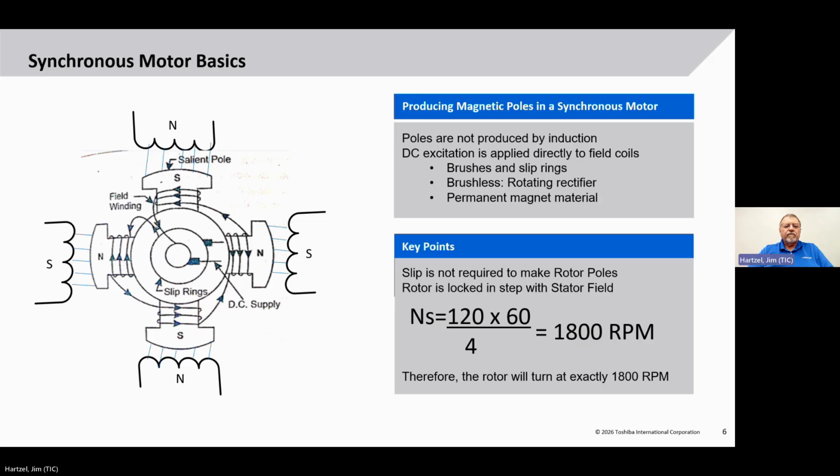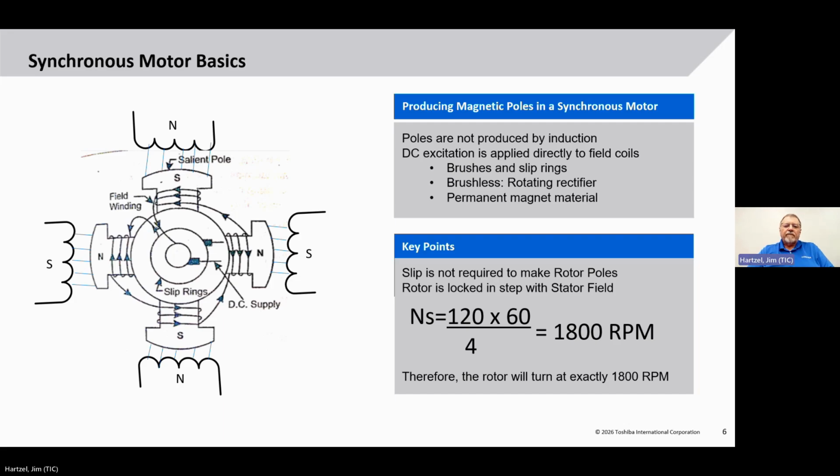What is different is when you look at the rotor, you can see these wires wrapped around these poles, and they're actually, in this case, wired out to some slip rings, which they put brushes on. And what we're going to do is apply DC directly to these coils. So instead of using induction to create the poles on the rotor, we're going to directly apply DC to the coil, and we'll make a magnet that will align with the stator magnet.